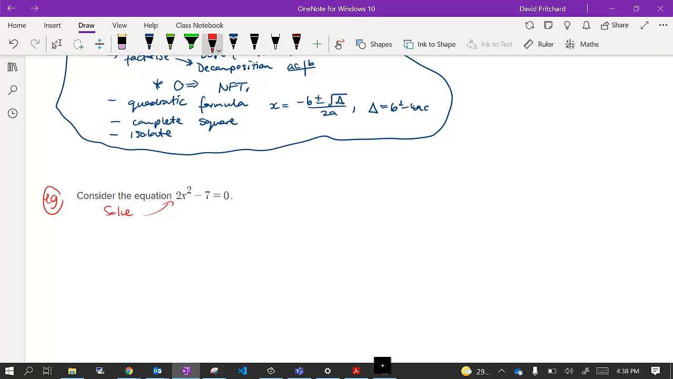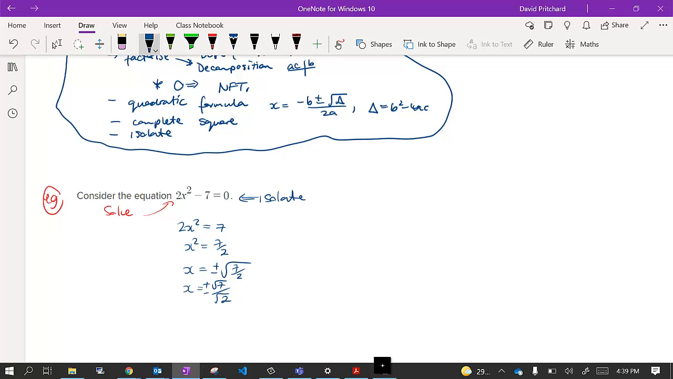There's lots of different approaches. The easiest way would be just to isolate. So if we isolate, then that means we want to get x on its own. We can say that 2x squared is equal to 7. Divide by 2, so we get x squared is equal to 7 on 2. And to isolate x, we can square root, not forgetting that when we square root, we look at both the positive and the negative solution. So x is equal to plus or minus root 7 on root 2.